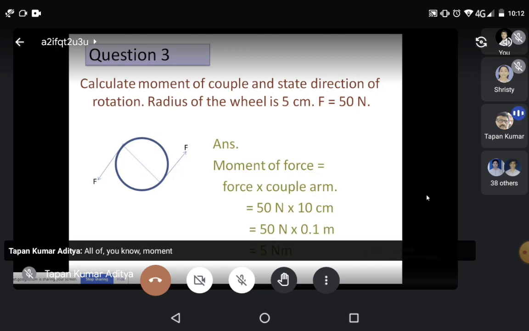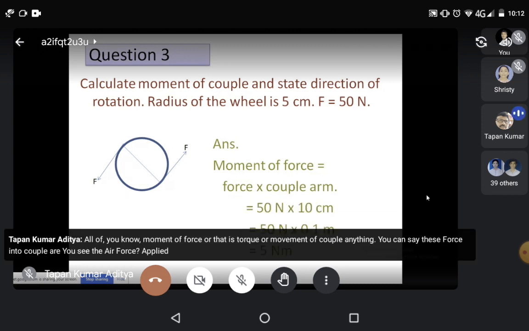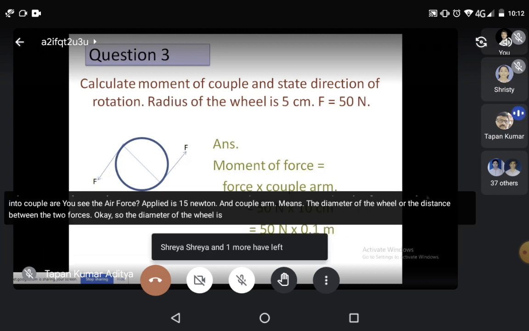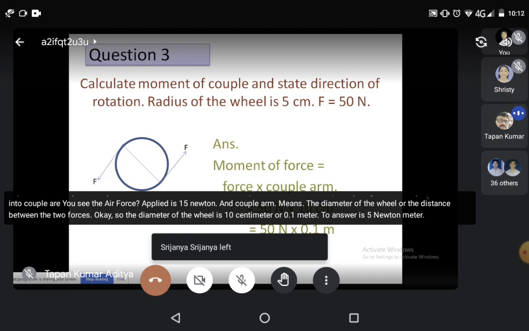All of you know moment of force, or that is torque, or moment of couple, anything you can say, is force into couple arm. You see the force applied is 50 Newton, and couple arm means the diameter of the wheel, or the distance between the two forces. Okay, so the diameter of the wheel is 10 centimeter or 0.1 meter. The answer is 5 Newton meter. Okay, easy.